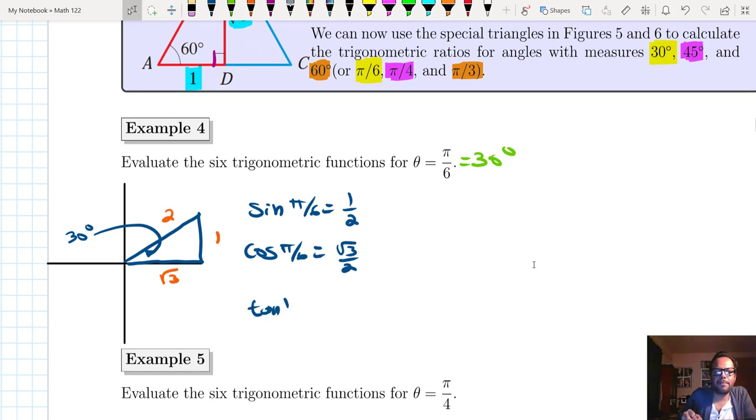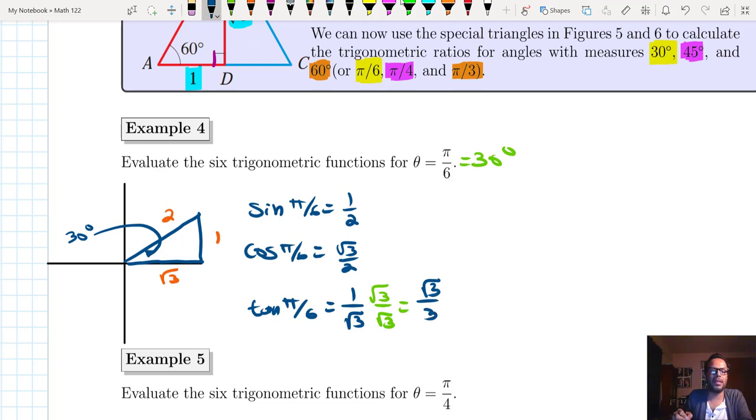Tangent of pi over 6. That will be, by definition of tangent, opposite over adjacent. Okay, which in this case is 1 over the square root of 3. And again, you might want to rationalize the denominator because you may not want to end up with radicals in the denominator. So this will be root of 3 over 3. Again, multiply root of 3 by itself, we get just the number 3. Let's write down the other 3.